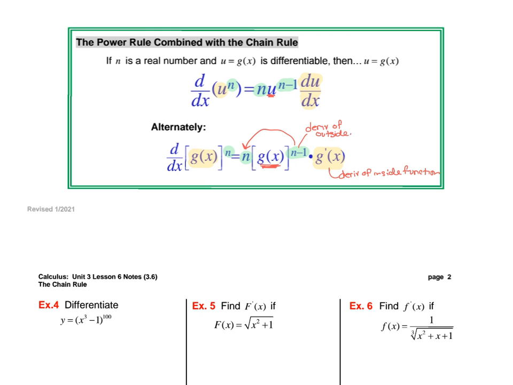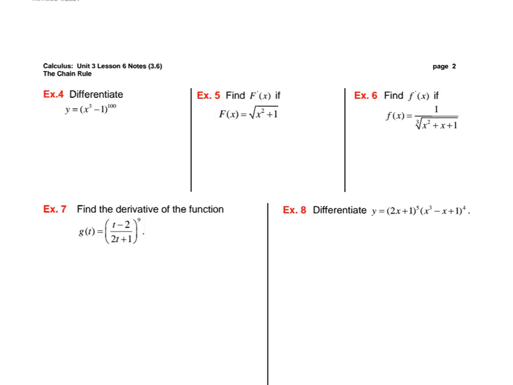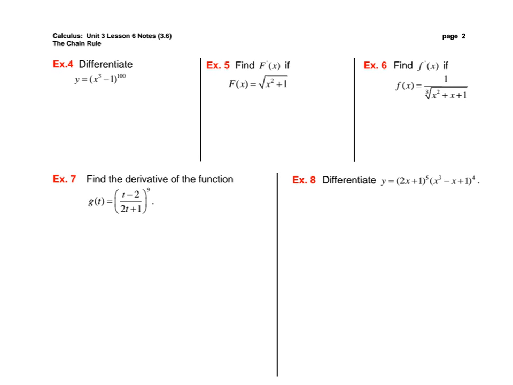Okay, so I have a couple problems. Flip over to page 2 and let's try these guys. So when I look at these, I first notice that my outside function is the 100 and my inside function is the x cubed minus 1. Remember that the derivative of something to the 100th power is 100x to the 99. And the derivative of my inside function would be 3x squared minus 0, and we throw out the 0.